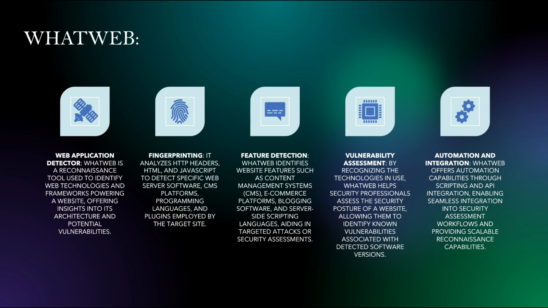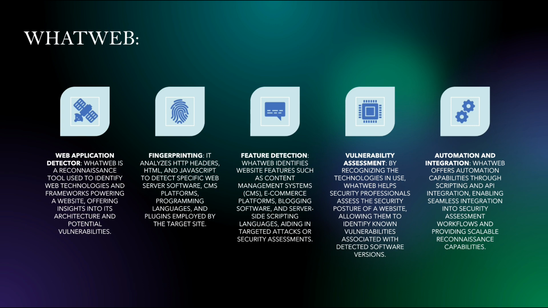WhatWeb. WhatWeb is a web application detector. WhatWeb is a reconnaissance tool to identify web technologies and frameworks powering a website, offering insights into its architecture and potential vulnerabilities. Fingerprinting. It analyzes HTTP headers, HTML, and JavaScript to detect specific web server software, CMS platforms, programming languages, and plugins employed by the target site.